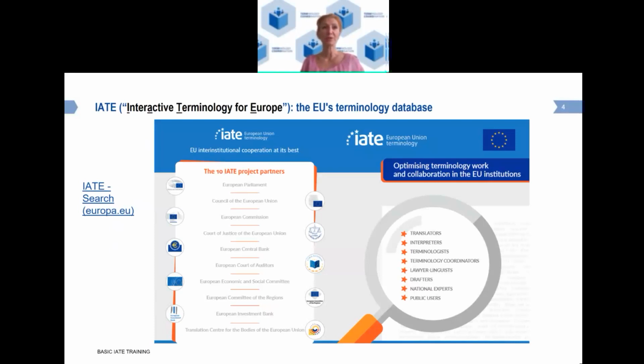I copied this from the brochure on IATE. I'll show you later on where it is. It shows you the 10 IATE project partners and what exactly IATE is. It is an abbreviation, and it stands for Interactive Terminology for Europe. This is the European Union's terminology database. So you see the 10 IATE project partners. The newest institution that joined the project was the Court of Justice, and later on we were also joined by SCIC, the interpreters in the Commission.